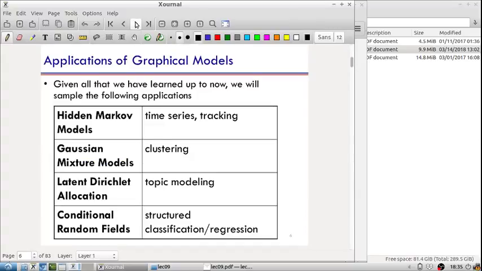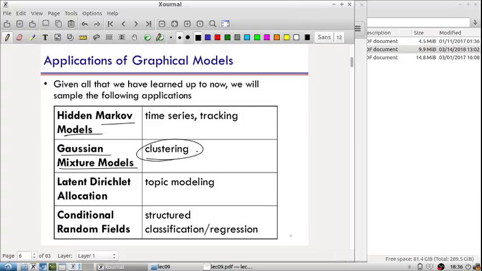Okay, so let me just recap some of the applications. We looked at hidden Markov models. I'm going to spend a few more minutes on hidden Markov models just to tell you what the model is again. Then Gaussian mixture models. At least people who took 575 should remember a little bit about Gaussian mixture models. People who did not take it, we'll revisit it again.